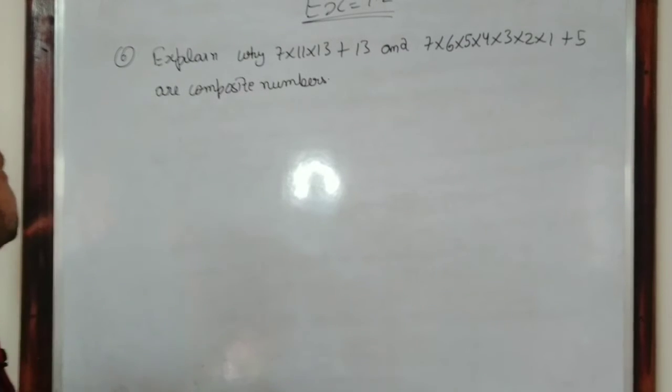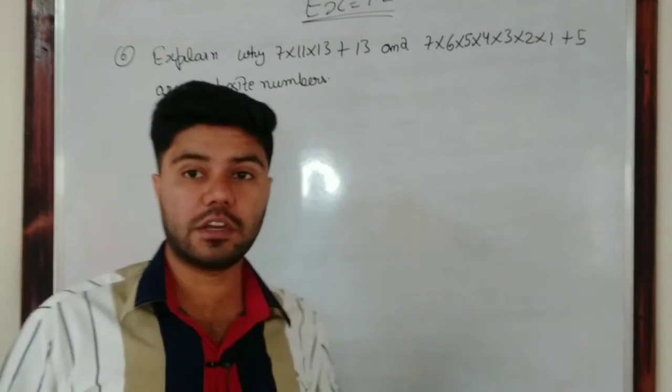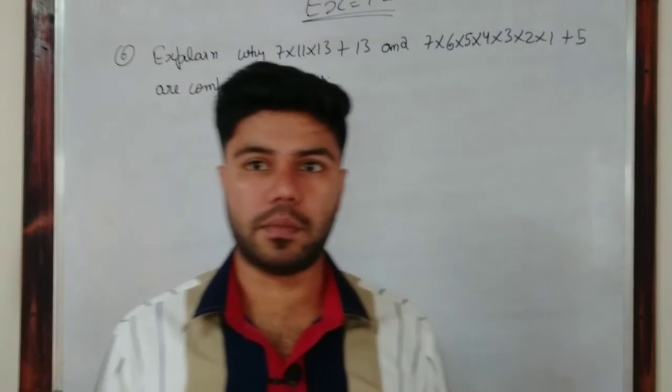Okay student, let's start with this sixth question of this exercise 1.2, or probably the last one of this. Explain why 7 into 11 into 13 plus 13 and the next one, 7 into 6 into 5 into 4 into 3 into 2 into 1 plus 5, are composite numbers. First I make it clear what are the composite numbers and what are the prime numbers.